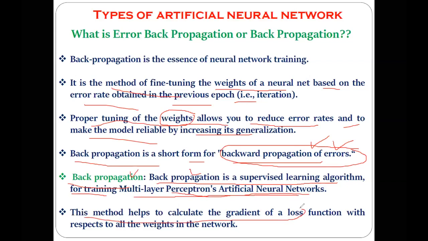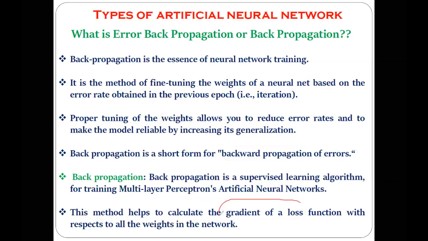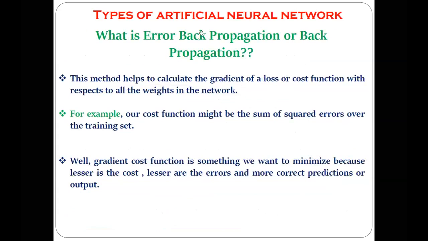Now, what exactly does the back propagation function do? We can also consider it as a back propagation function. The back propagation method calculates the gradient of the loss function with respect to all the weights in the network. What does it calculate? The gradient of loss. Now, what exactly is meant by the gradient of loss? Let's see. As I mentioned, this method helps to calculate the gradient of loss, also called the cost function, with respect to all the weights in the network.